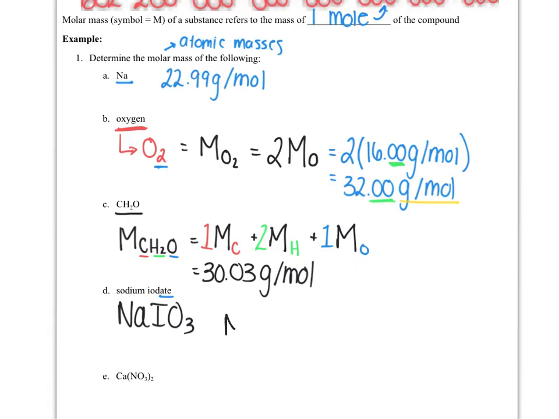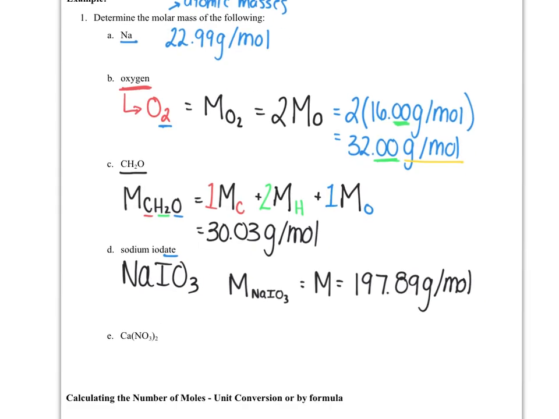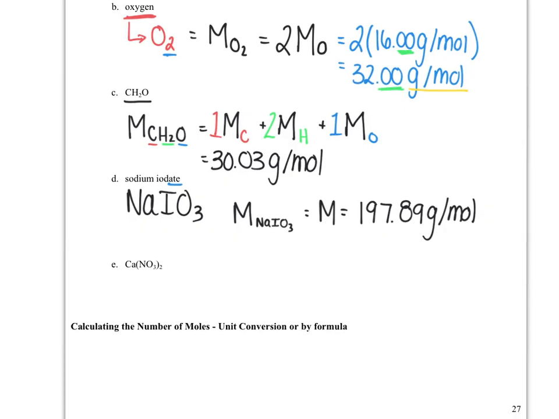Okay, the molar mass that I got, again, you can always use a little subscript here to tell me which one you're using, or you can just say the molar mass is. I got 197.89 grams per mole. Don't forget, if you got it wrong, that you need to multiply the molar mass of oxygen by 3 first. All right, the last one. I want you to try this one on your own. A reminder that we need to multiply by how many atoms there are.